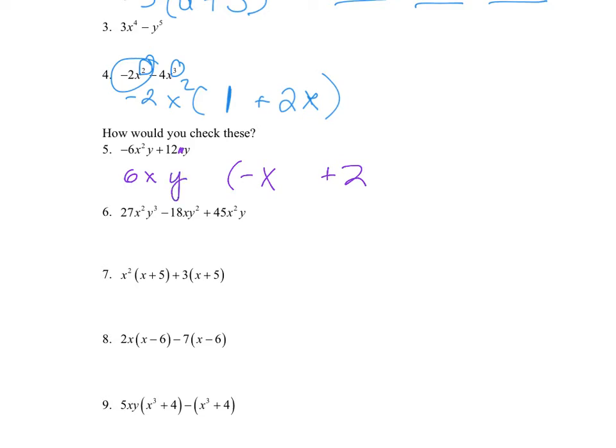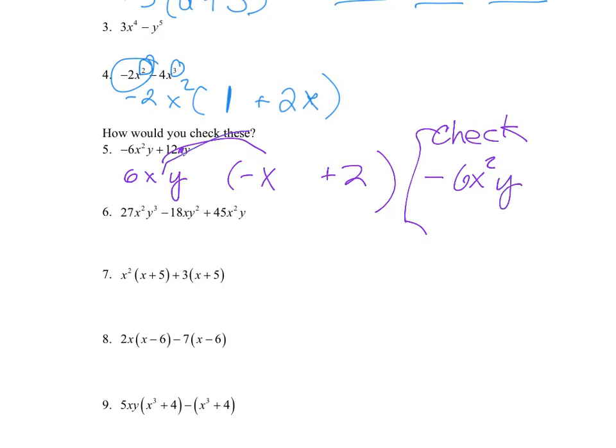Now I can pull out the y. They both have only one y, so it's completely pulled out. So my final answer, now if I multiply this to check it, I'm going to have a minus 6x squared, and that line was just to separate the two. This is my check. Minus 6x squared y. Now when I multiply over here, I get a positive 12xy. And sure enough, that's what I had to begin with.